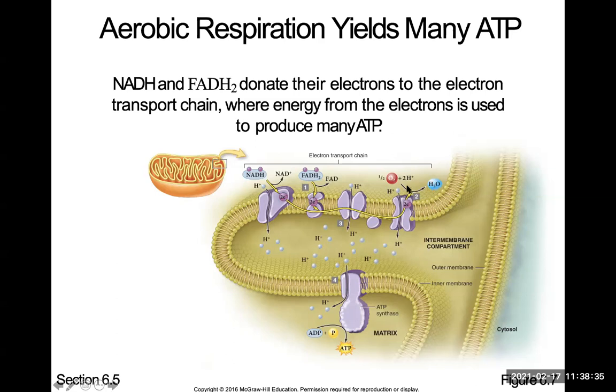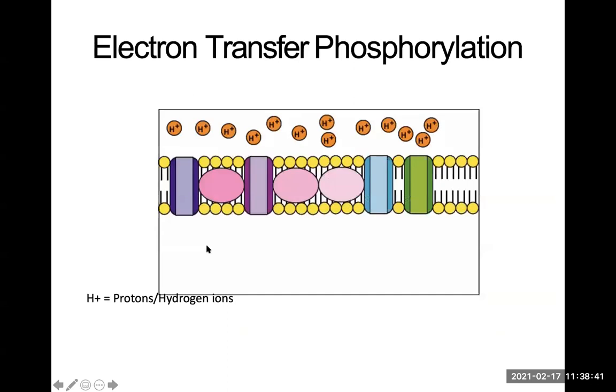So I'm going to show you an animation and let it run, to see if it makes sense to you. These hydrogens can be called protons or hydrogen ions. I'm going to let it run for a second and then I'll go over it.